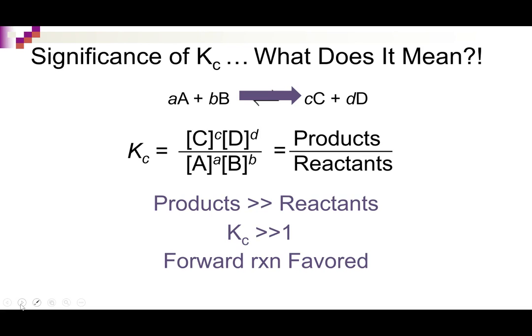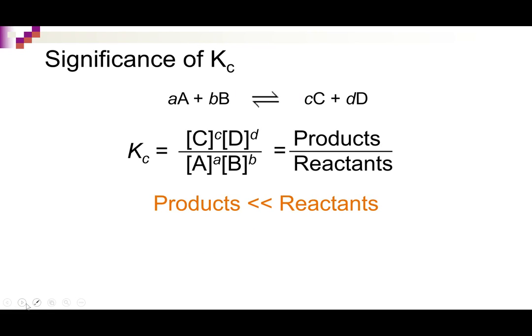Key thing to point out here, key misconception. Just because K is big does not necessarily mean that it's fast. This is a completely separate chapter from kinetics, when we talked about the speed of the reaction. So the forward reaction may be favored, but it doesn't necessarily mean the forward reaction is fast. It just means that once it finds equilibrium, however long that takes, it will be products favored.